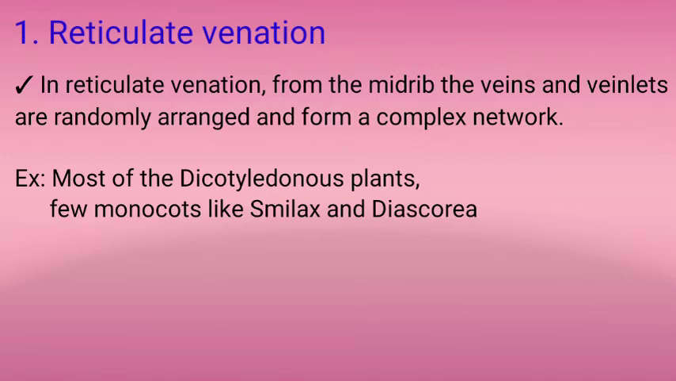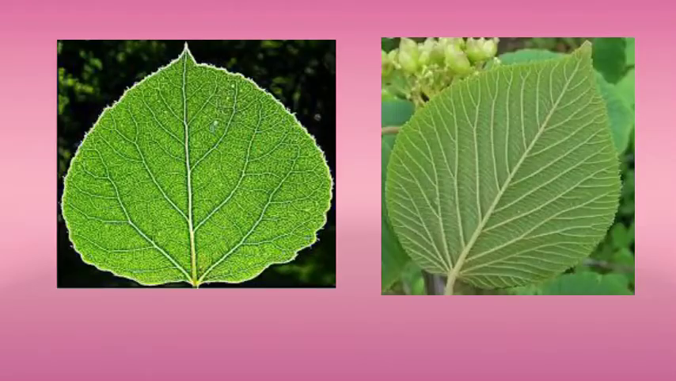Reticulate venation. In reticulate venation, from the midrib, the veins and veinlets are randomly arranged and form a complex network. Examples, most of the dicotyledonous plants and some monocotyledonous plants like smilax and dioscorea also show reticulate venation.